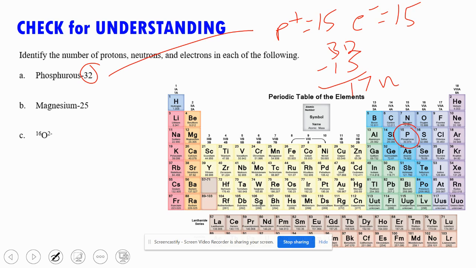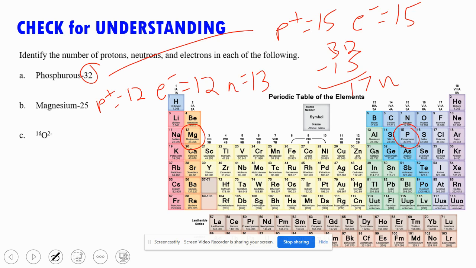All right, here we go. Magnesium is located over here. It's a metal on the far left of the periodic table, and we see that it has an atomic number of 12. So the protons are equal to 12. It's written in isotope form, so it's got to be a neutral atom, so the number of electrons is also equal to 12. Then we simply subtract the protons from the overall mass of the atom, 25 minus 12, and that gives us 13 neutrons.